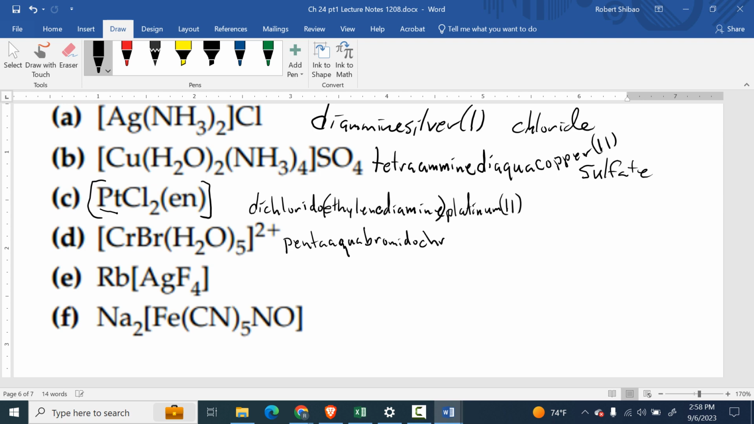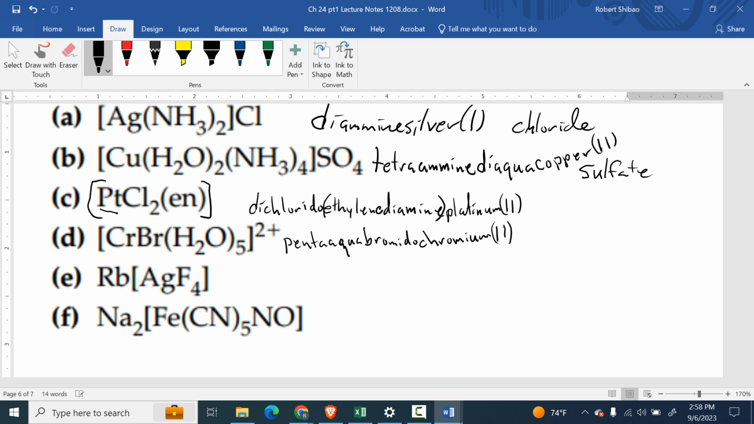Chromium or chromate? It's going to be chromium because even though we have a negative anion, bromide or bromido, the whole complex is positive. And so this is going to be chromium. What's the charge on chromium? 2+. So it's going to be Roman numeral 2.